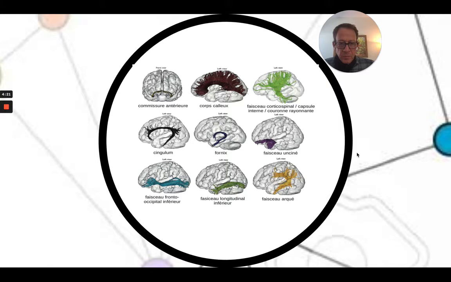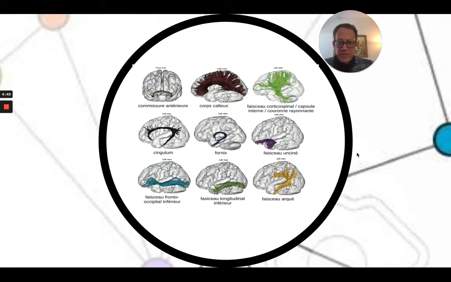The uncinate fasciculus connects the prefrontal cortex, inferior orbital frontal areas, and the anterior temporal lobes, and is very critical in emotional regulation and is often injured in traumatic brain injury.